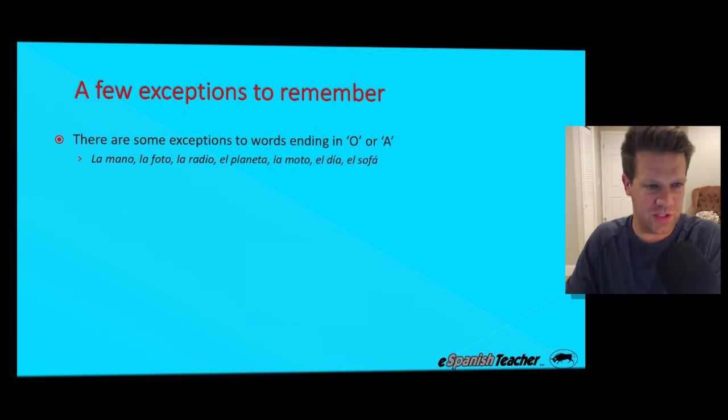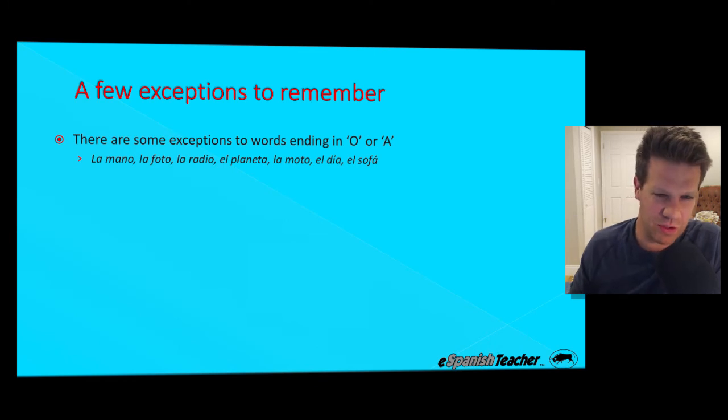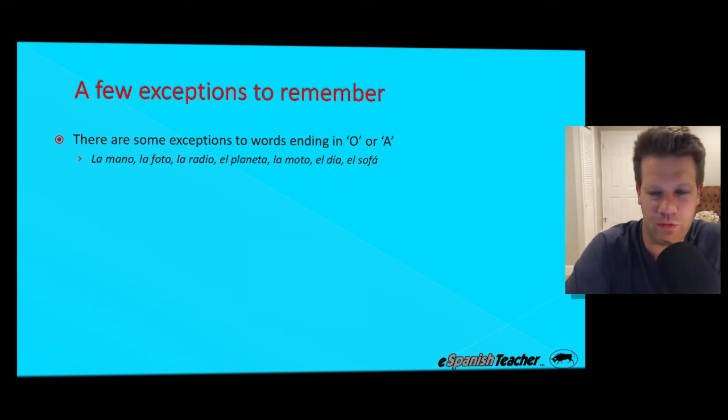Okay, there's always exceptions to every rule. So here are some exceptions to words that end in O or A. The exception that I'm talking about here is you might think these words are masculine or feminine based on how they end, but they're not. So you really just have to memorize these, and these words are common enough that you will hear them and you'll use them, and you'll just get a really good feel for them.